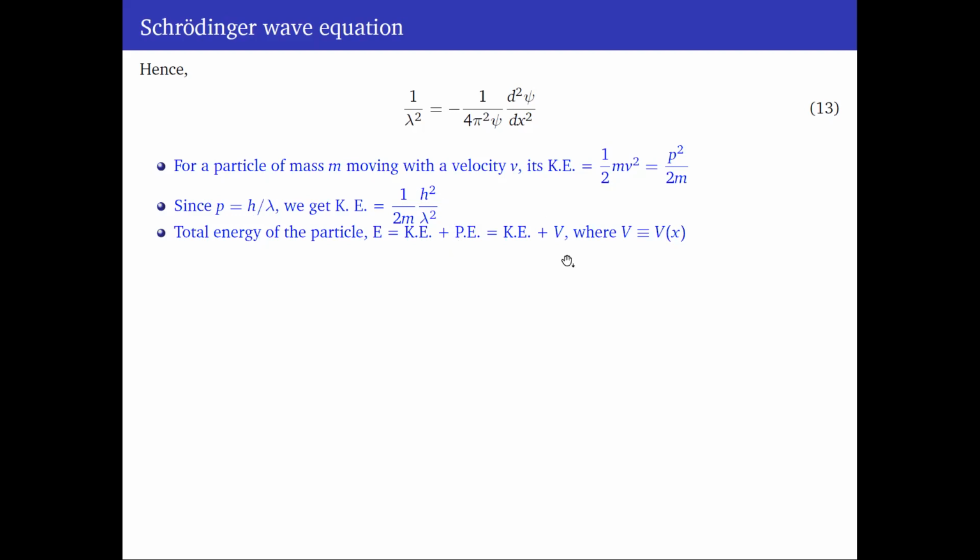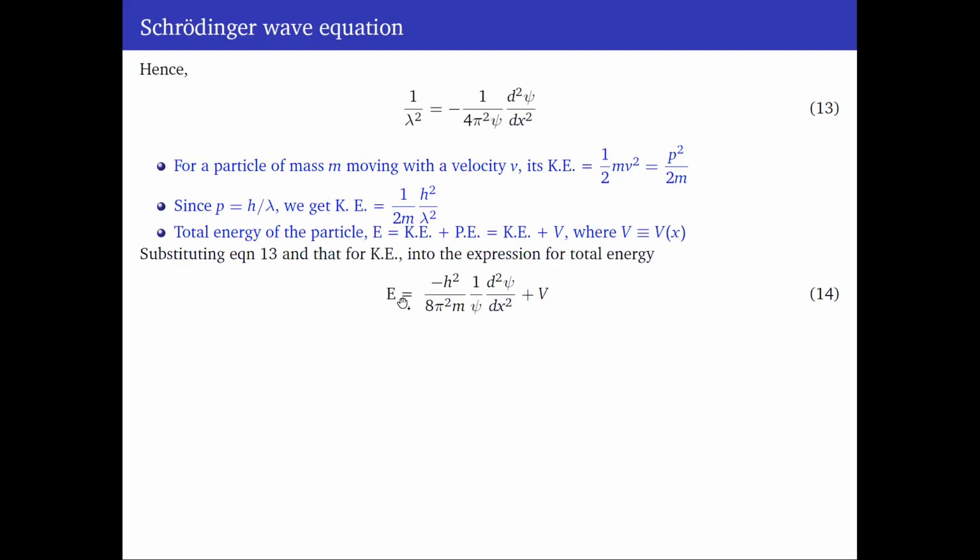Now, if I know the potential energy of the particle, which let's assume is a function of x, let's take it as V, then if I add the potential energy with the kinetic energy, I will get the total energy of the particle. Let me substitute for kinetic energy and the potential energy. Then I can get total energy E as h squared by 2m into 1 by lambda square, so h squared by 2m into this entire expression, minus 1 by 4 pi square psi d square psi by dx square. That becomes minus h squared by 8 pi square m, 1 by psi d square psi by dx square, plus the potential energy V.